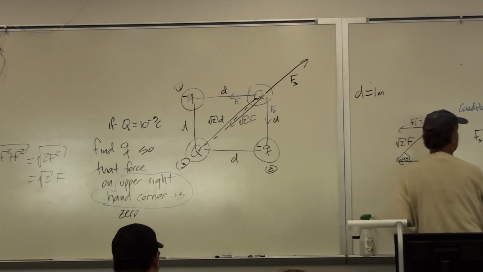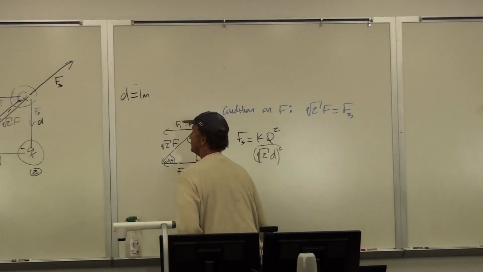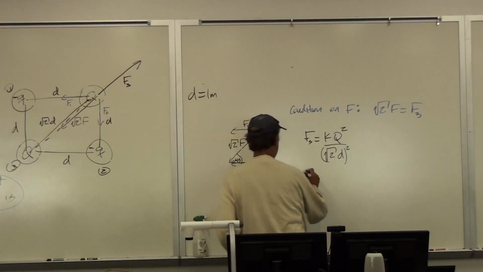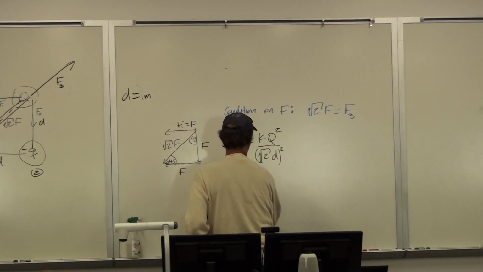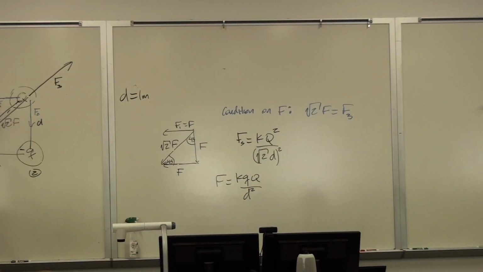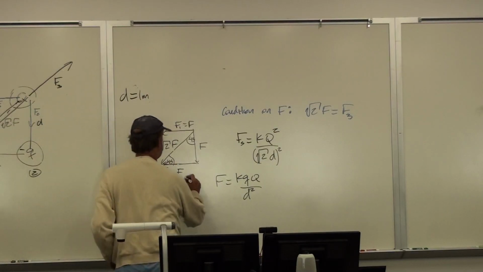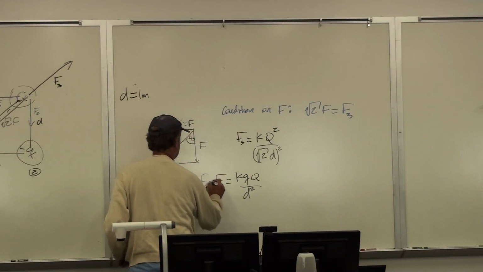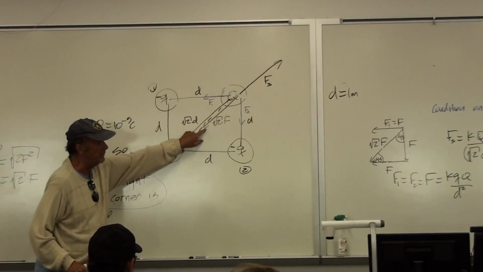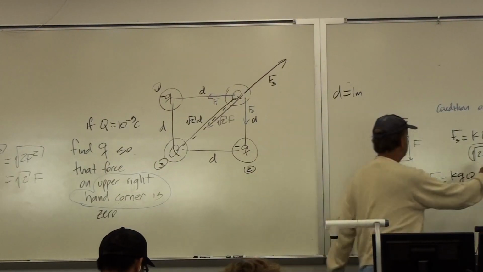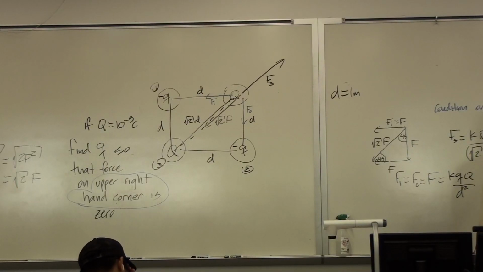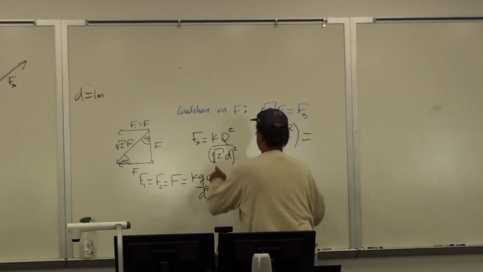And then f is going to be equal to, well, what do we get for f here? That's just going to be k little q big Q divided by d squared. So that's going to be my f1 and my f2. But that's not quite what I want. I want the square root of 2 times f. So my condition then, square root of 2 times f, is going to be square root of 2 times k little q big Q over d squared equals f3.